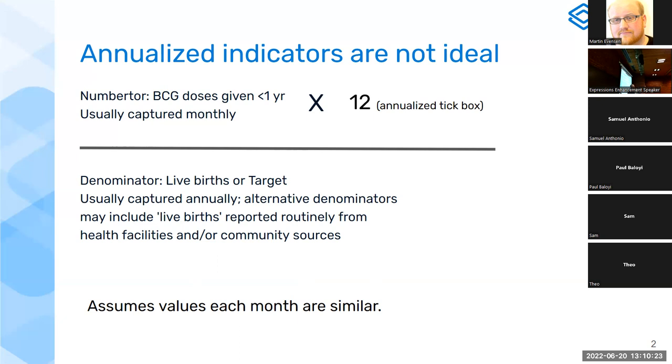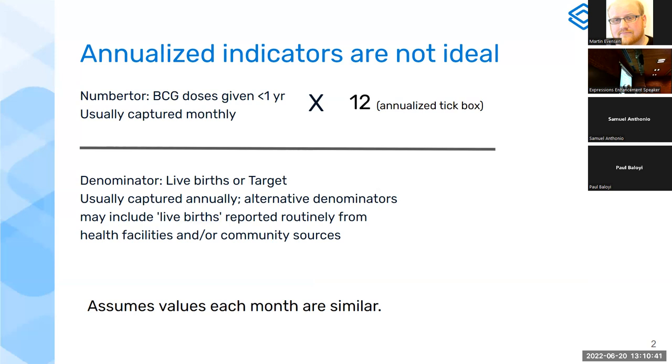So essentially in previous versions of DHIS2, we had a button. The button said, if you're making an indicator, annualized. What did that button do? Essentially, if you're making a coverage indicator, you have something like BCG doses given, and then that's over a target or a population.